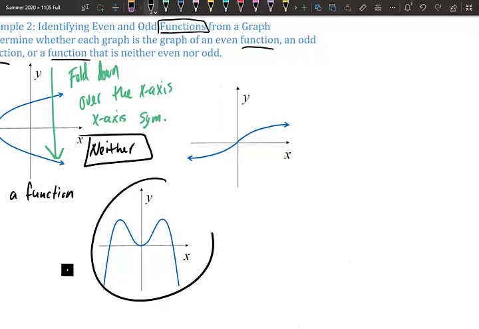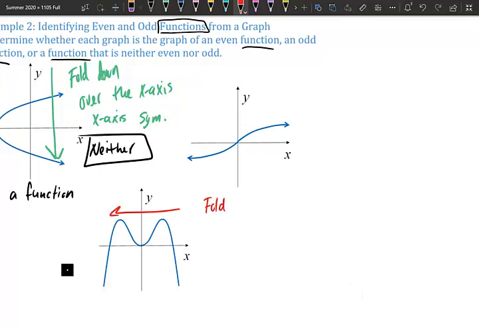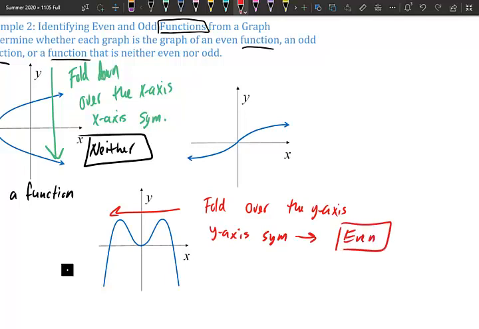Alright, I'm going to go down here to that one in the middle. So which way would we fold it? I would say we fold it over this way to make it go on top of each other. And that's folding over the y-axis. So we would say that's y-axis symmetry. Since it is y-axis symmetry, we know that this is an even function, just because it's symmetric with respect to the y-axis.